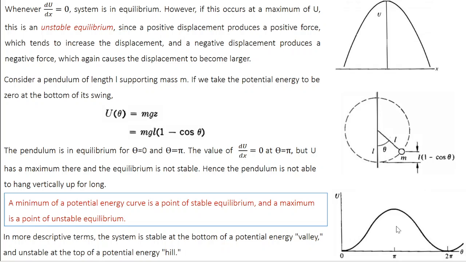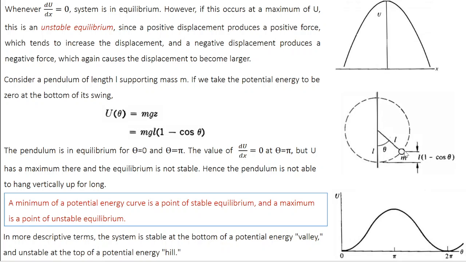On the other hand, when the potential energy is maximum, that corresponds to an unstable equilibrium. That's why the pendulum is able to hang vertically down for any amount of time, but it is not able to hang vertically up for a long time. For example, if you take the bob all the way up and release it, it may stay there for a second or a fraction of a second. After that, it will come down because this position is not an equilibrium position.